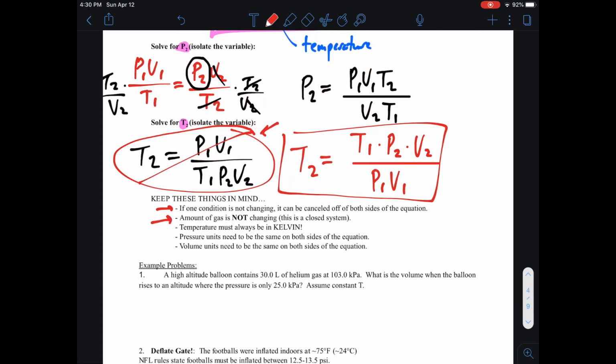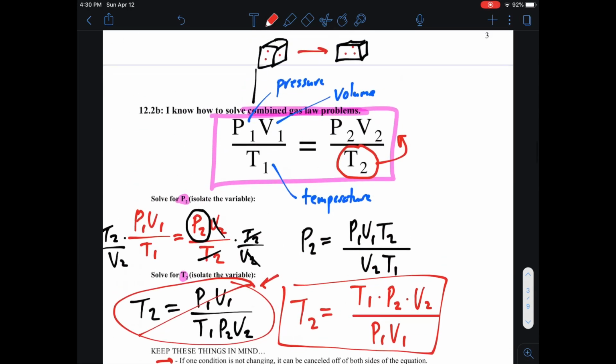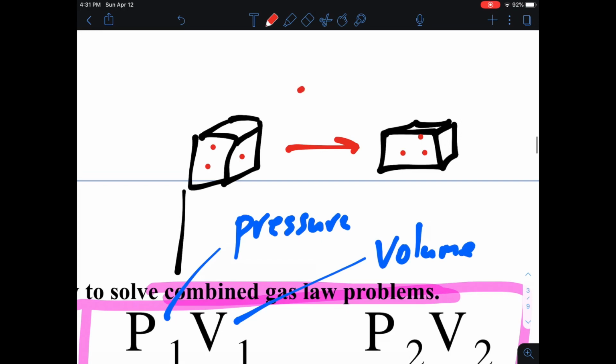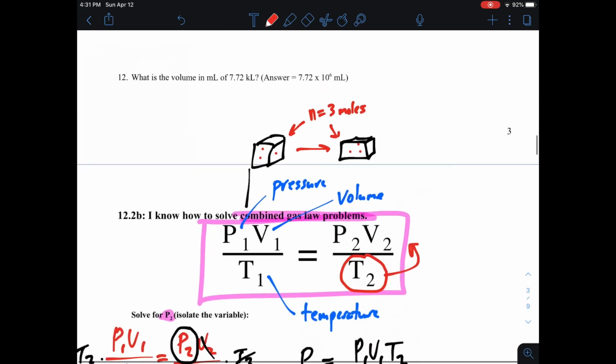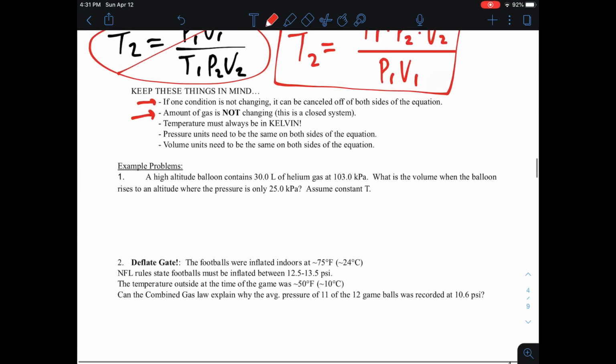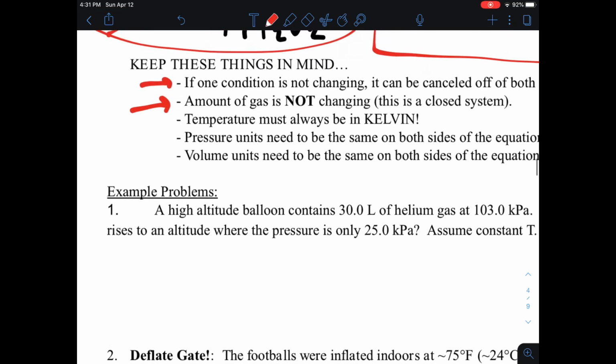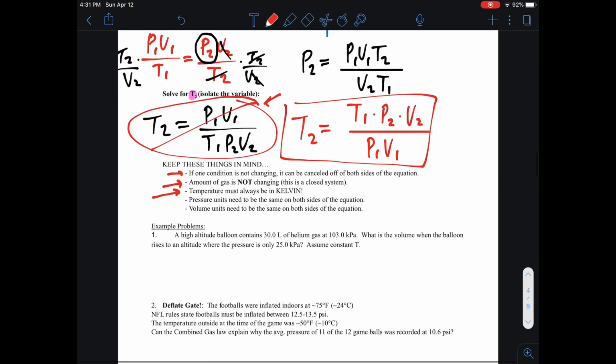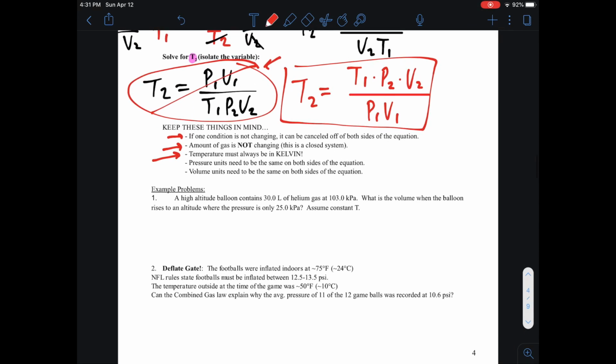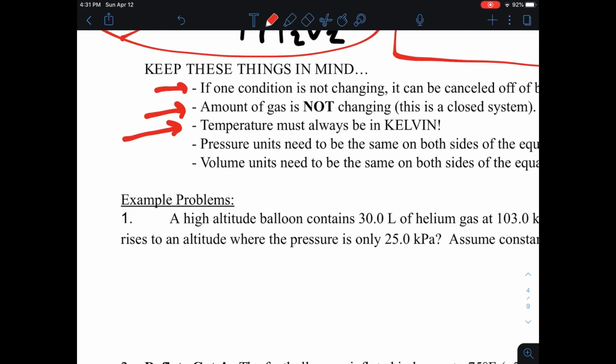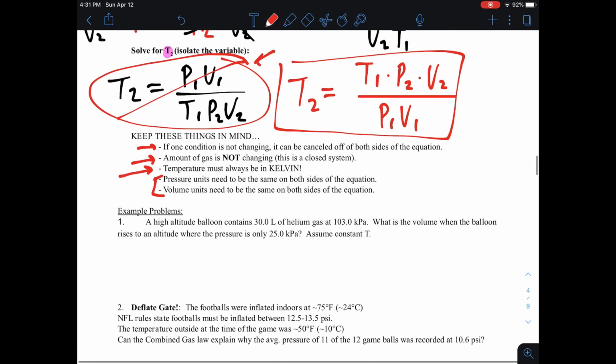Also, we're assuming that the amount of gas is not changing. In my little example up here with the boxes, on both sides, n equaled, let's say it's 3 moles because I drew 3 dots. The number of moles is not changing in combined gas law. Also, really big one here: temperature must be in Kelvin for this equation to work. The pressure and volume, though, they do not need to be. Pressure and volume both don't need to be specific units. They just need to be the same on both sides.